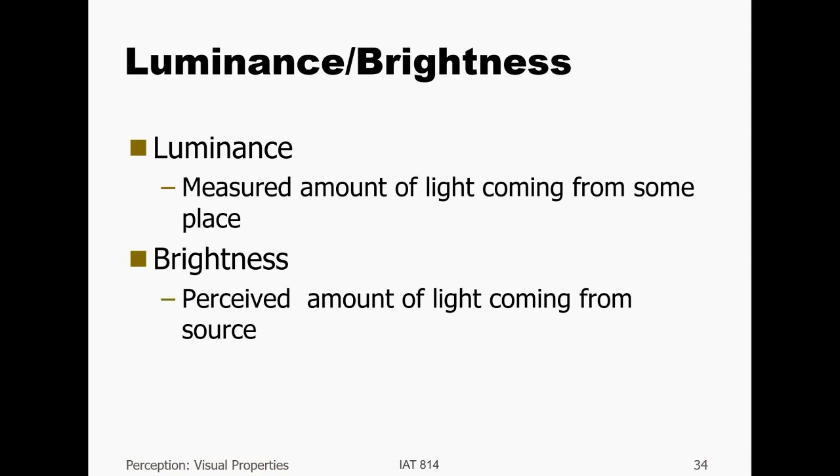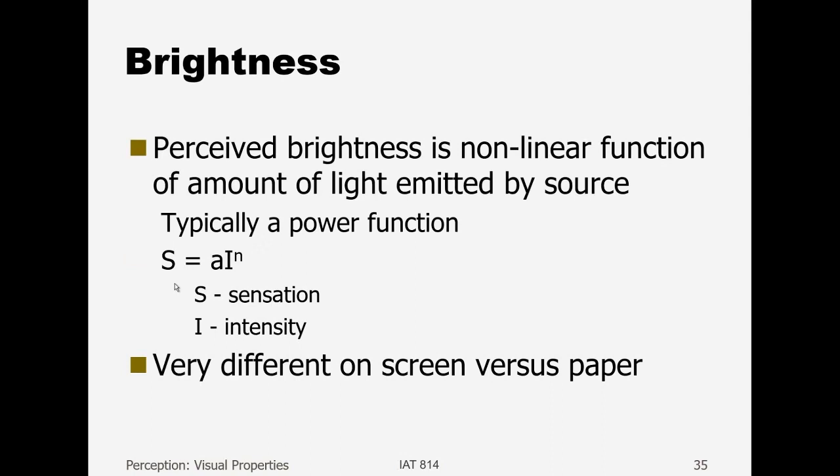So the perceived brightness is a nonlinear function of the amount of light emitted by a source. And it is typically a power function. So the sensation S is equal to some constant A times the intensity to some power. And what that means is it depends significantly on the intensity, but the power here is not a square, but it is a smaller number, less than 1. It indicates as sensation intensity increases, perhaps quite significantly, our sensation does not increase so rapidly. It adjusts to the fact that there's a lot more light coming to the eye.